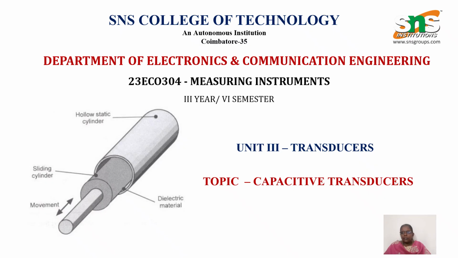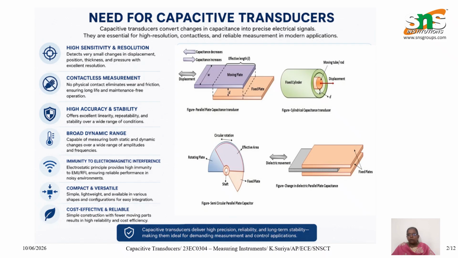So in this video, let us see about capacitive transducers. It is an important type of transducer used in measurement and instrumentation systems. Capacitive transducers are widely used because of their high sensitivity, accuracy, and ability to measure very small physical changes. They are commonly found in displacement sensors, pressure sensors, touch screens, humidity sensors, and many industrial automation systems. We will see about the working principle of capacitive transducers, their different types, advantages, disadvantages, and applications.